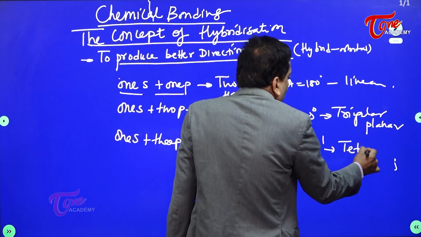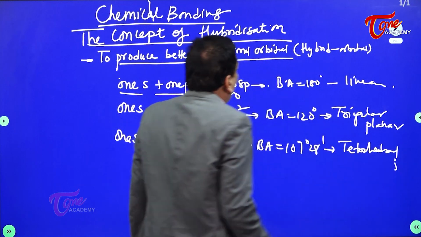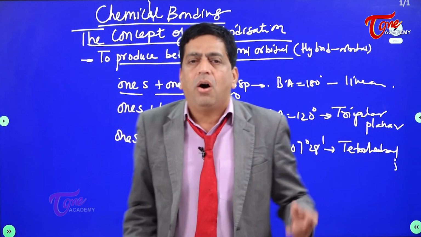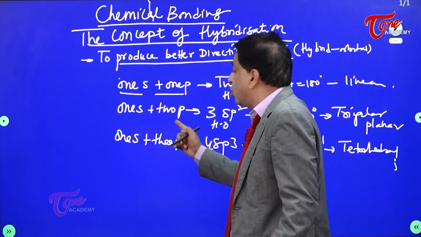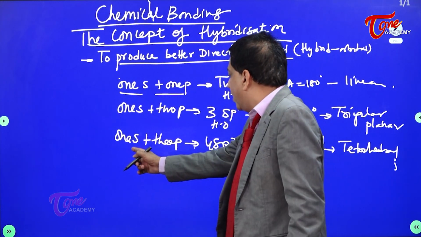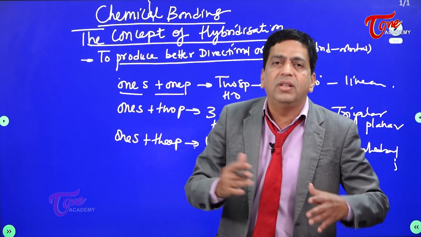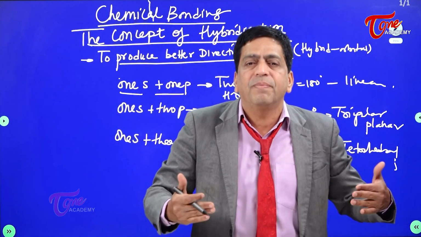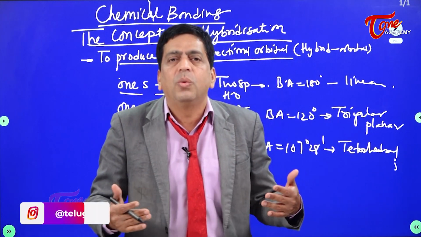shape is tetrahedral. So you can have an intermixing of 1s and 1p, or 1s and 2p's, or 1s and what? 3p's. All this intermixing of atomic orbitals is happening within the atom, that too before bonding.